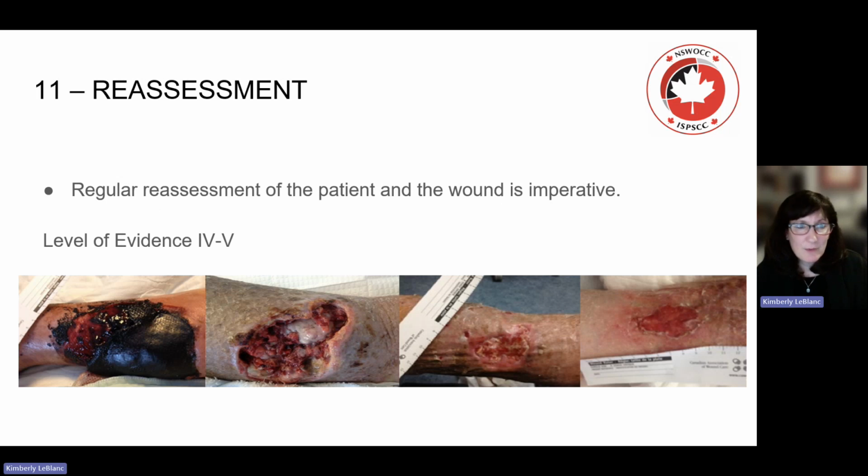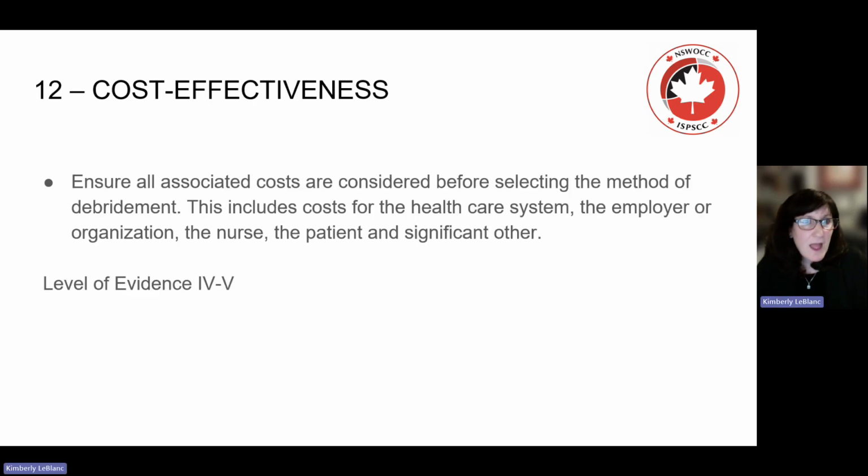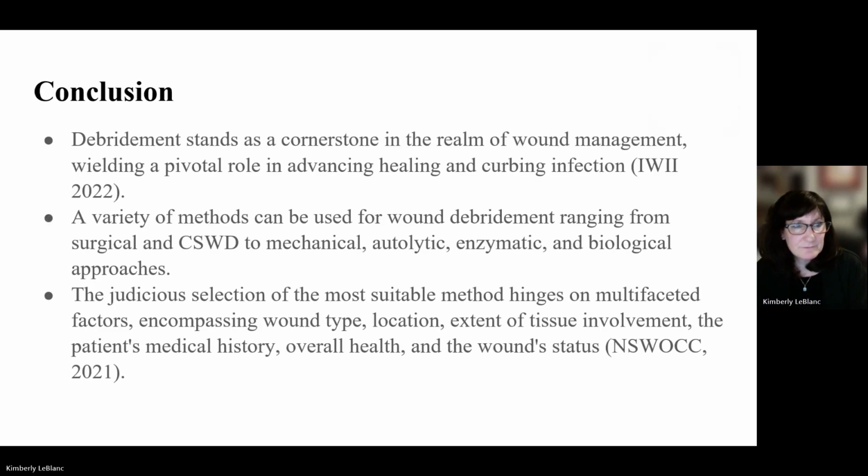And reassessment. We need to keep reassessing our patients on a regular basis to ensure that we have the right type of dressing and the right form of debridement is being used. Cost effectiveness. We need to ensure that all associated costs are considered before selecting the method of debridement. This includes the costs for the healthcare system, the employer, the organization, the nurse, the patient, and their significant other.